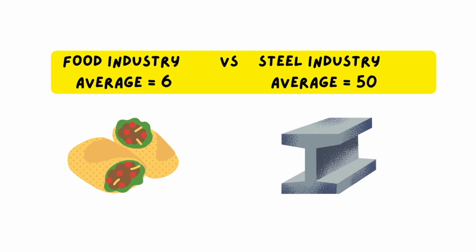And just to get an idea of what typical numbers are for the DIO metric, the food industry has an average of 6 and the steel industry has an average of 50. So be aware that when you're comparing numbers, the company you're comparing with or the industry is related to the company you're actually analyzing.